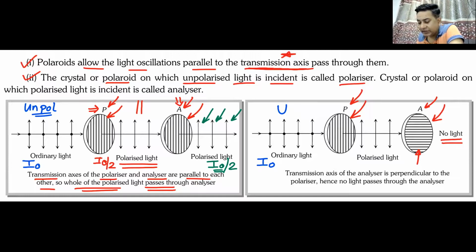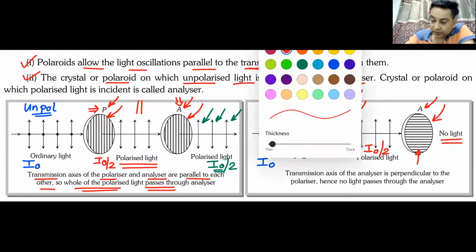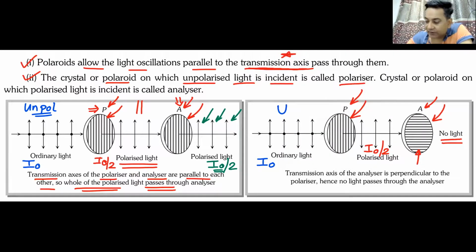What will be the intensity after the polarizer? It will be equal to I naught by 2. Do we understand this? Yes, sir. What will be the intensity after the analyzer? Here I am not getting any light, so the intensity becomes 0. Do we understand it? Yes, sir.